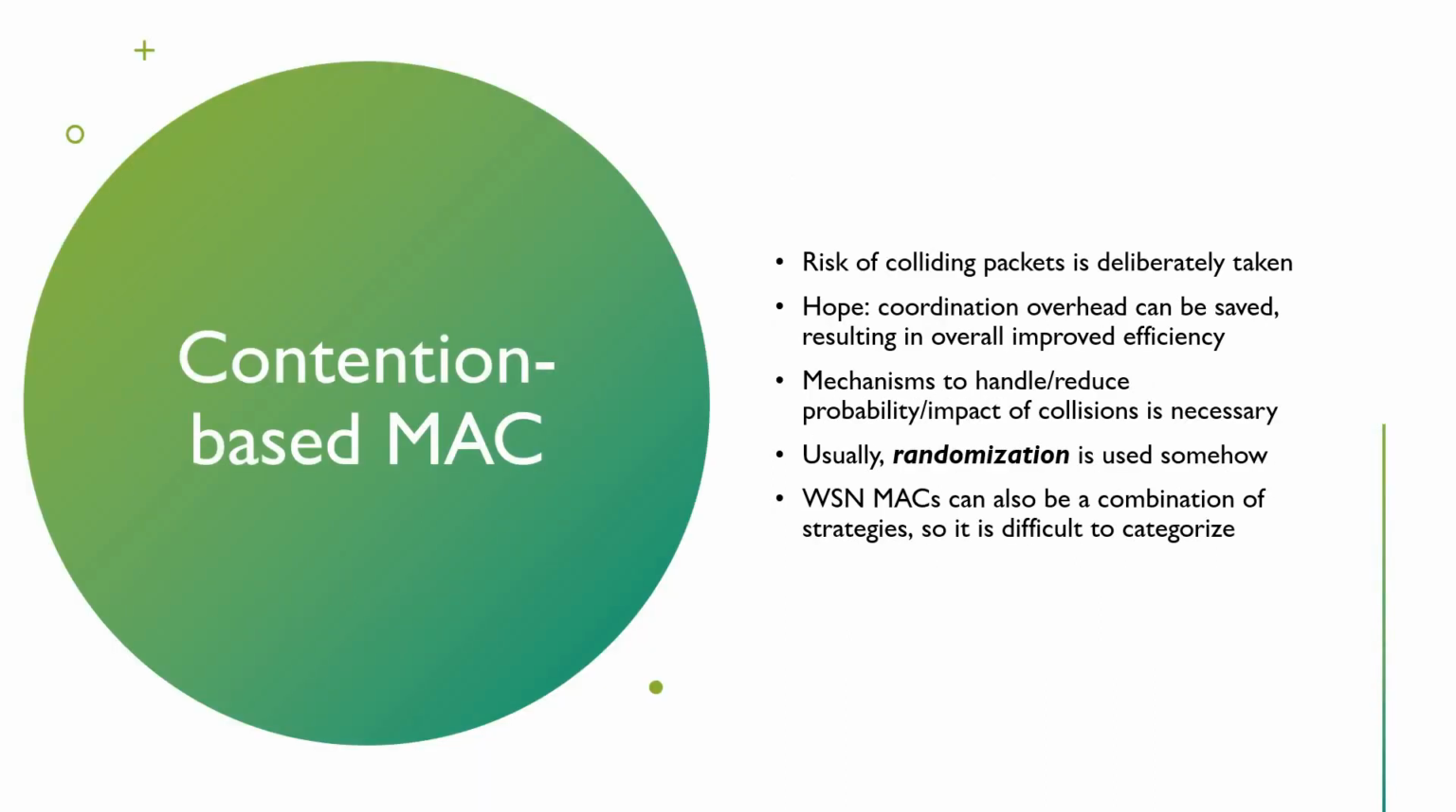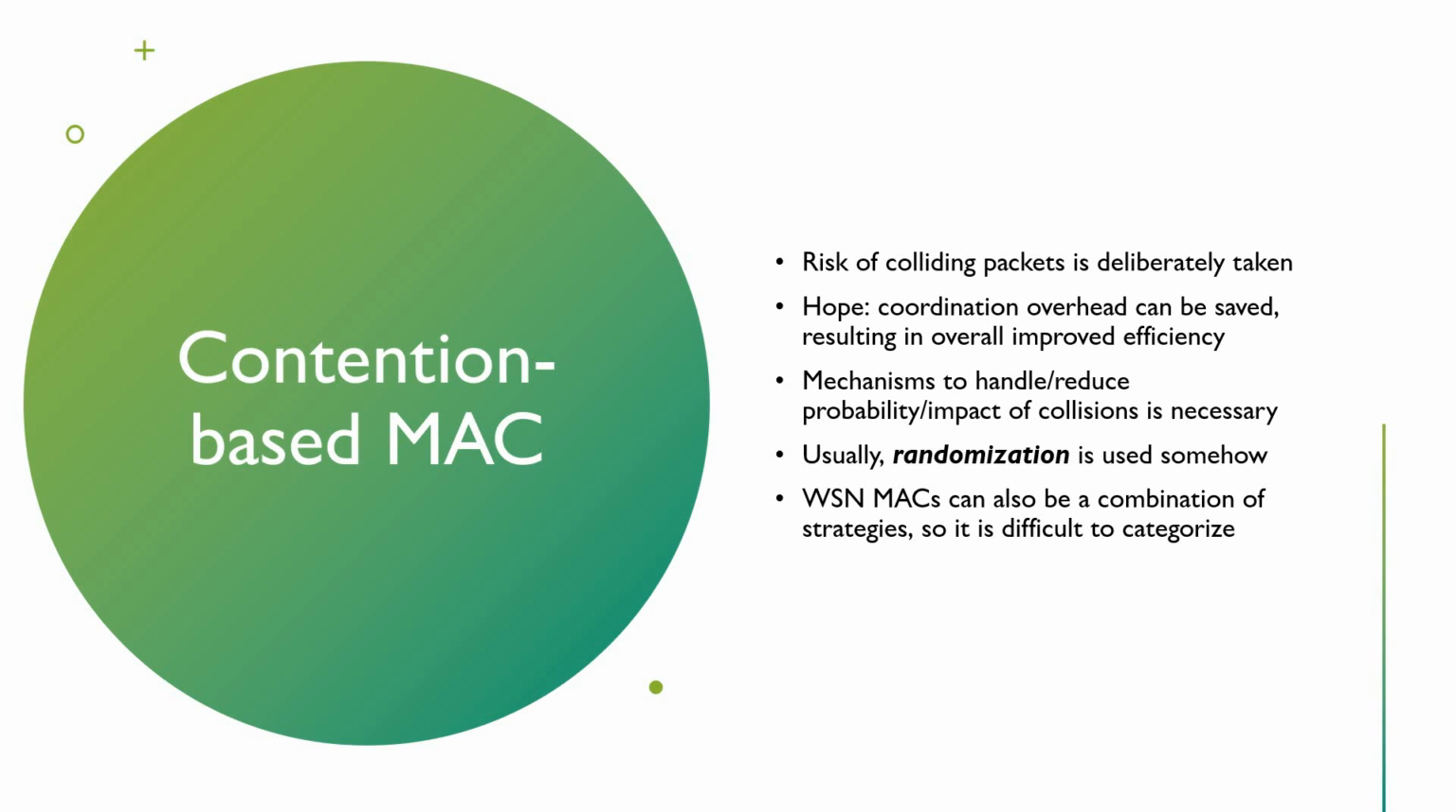Okay, so next is contention based medium access control. So in case of contention based medium access control, as you can understand, there is no central station, so the risk of colliding packets is deliberately taken, okay? Because in case of contention based mechanism, there is always the possibility that many stations will try to access the channel at the same time and there will be a collision. But why are we doing this?